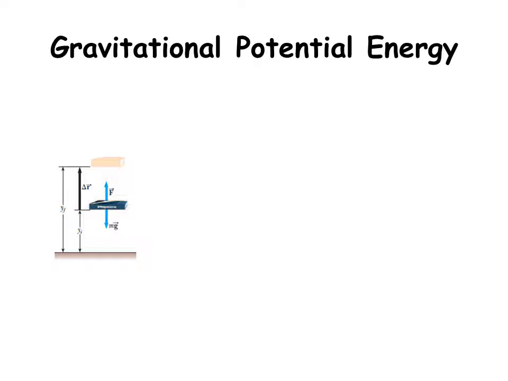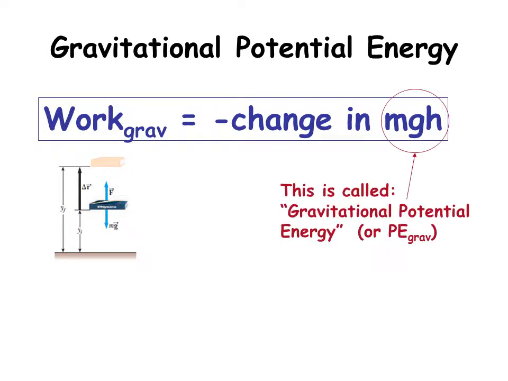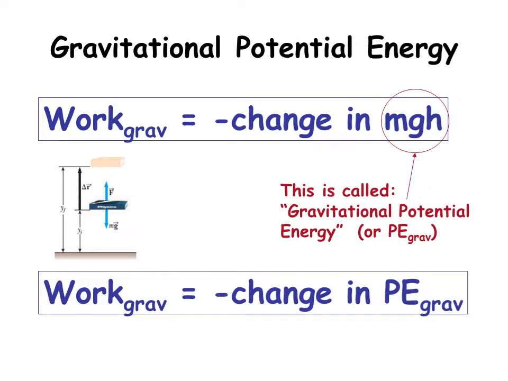If we lift this book from the table or the ground, we can calculate the work done by lifting the book. The gravitational potential energy: the work due to the gravity force equals the negative change in potential energy, which is called mgh. M is mass, g is acceleration of gravity, and h is height. So the work due to gravity equals the negative change in potential energy due to gravity.